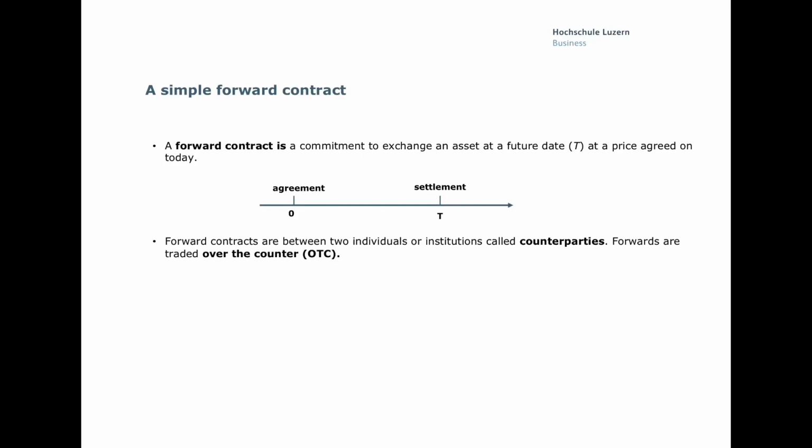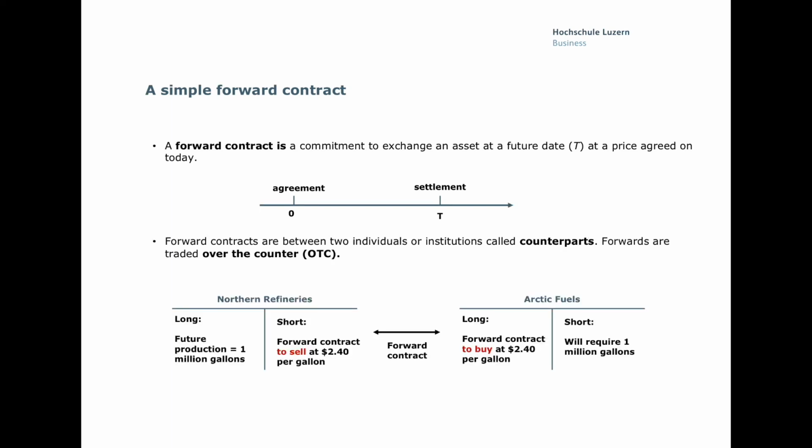A forward is a customized contract between two parties called counterparties. Since forwards are not traded on a centralized exchange, they are regarded as over-the-counter instruments. While their OTC nature makes it easier to customize terms, the lack of a centralized clearinghouse also gives rise to a higher degree of default risk. As a result, forward contracts are not as easily available to the retail investor as futures contracts.